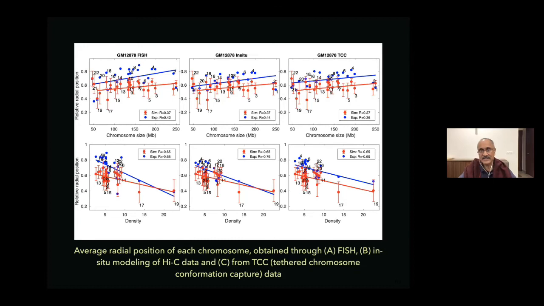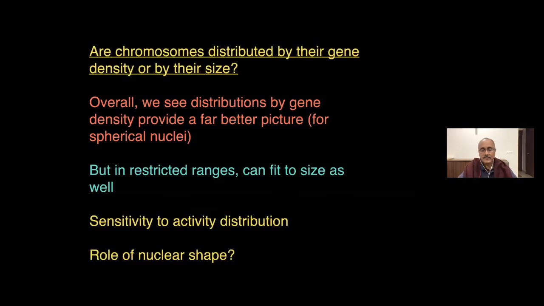But as I said, data are noisy, and there's not much that you can do about it. But certainly experiment and theory are in the same range of error bars. So our answer to this question, are they distributed by the gene density or by size? Overall, we see that distributions by gene density provide a better picture for the more spherical nuclei.